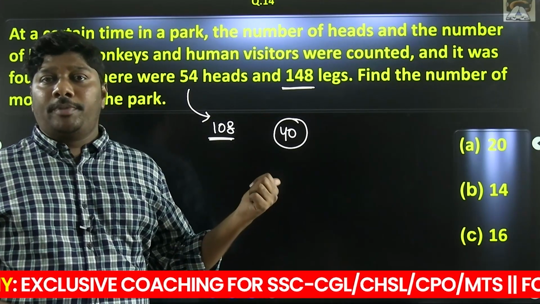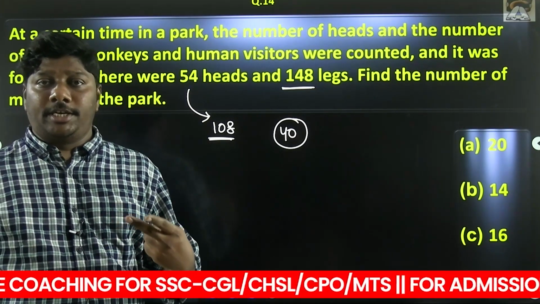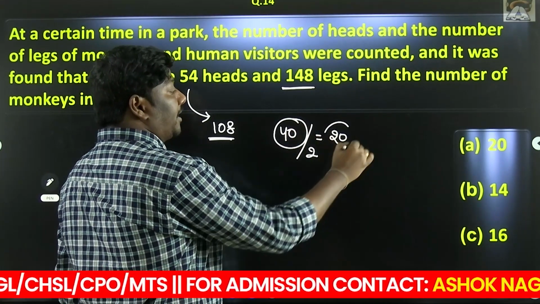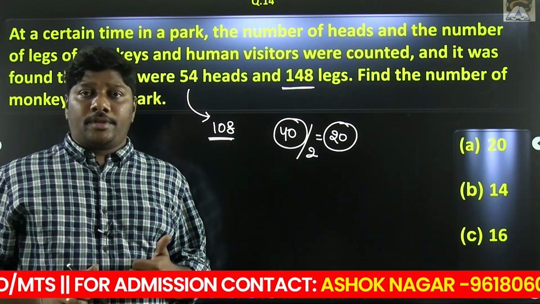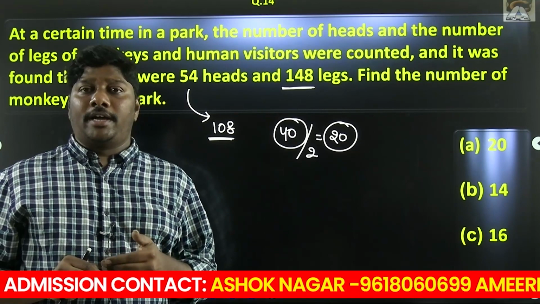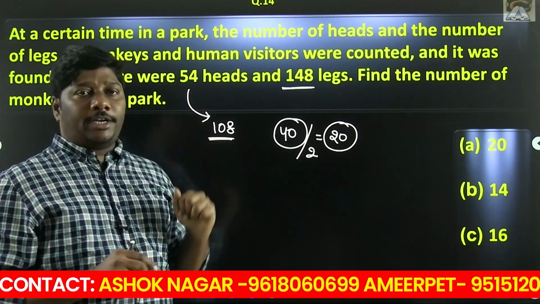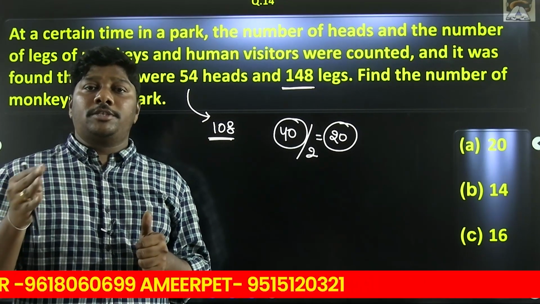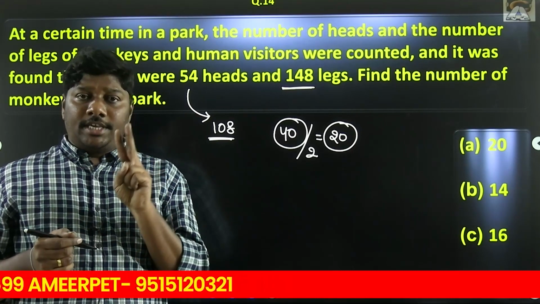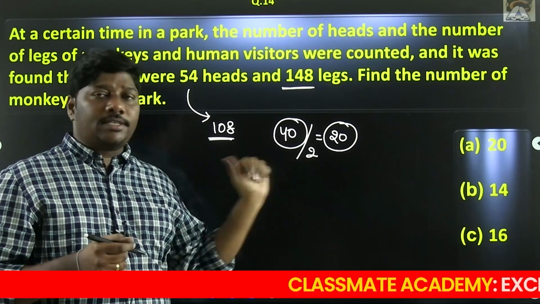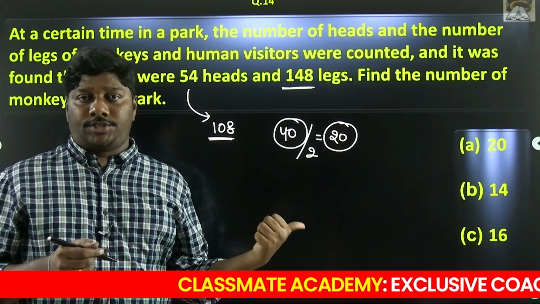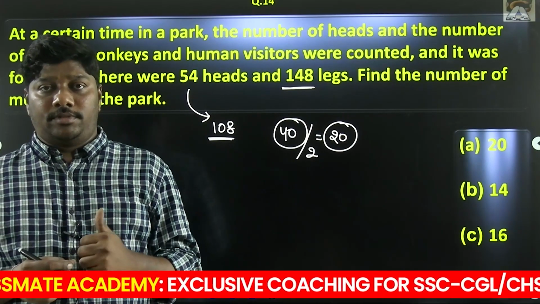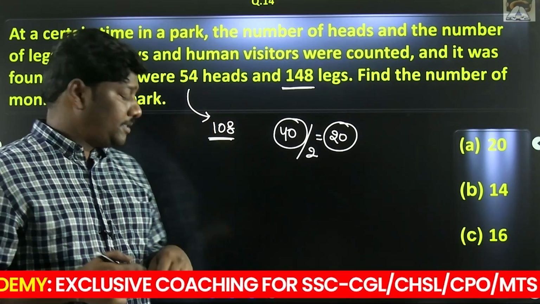This 40 more is because of monkeys. We are taking 2 more legs extra for each monkey, so divide by 2, and you get 20 monkeys in total. Try to understand: for a monkey you have 4 legs, for a man 2 legs. With 54 heads, we take 2 and 2 for each, which is 108 only, so the remaining 40 is because of monkeys only. Each monkey has 2 legs extra, so how many monkeys are there? 20 monkeys, then only you get 40 extra. If there are x monkeys, you get 2x legs more than twice the number of heads.